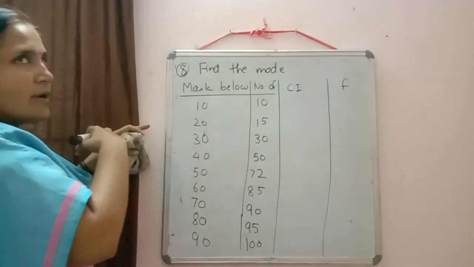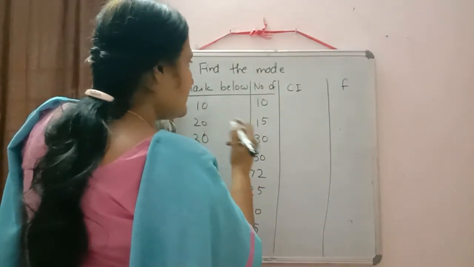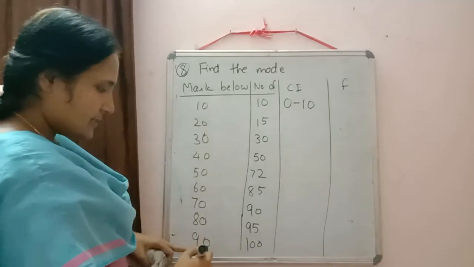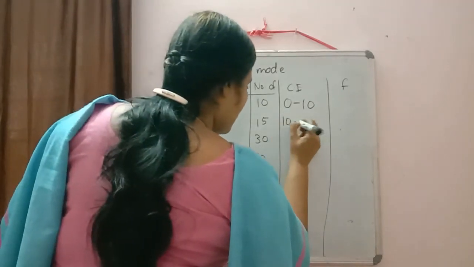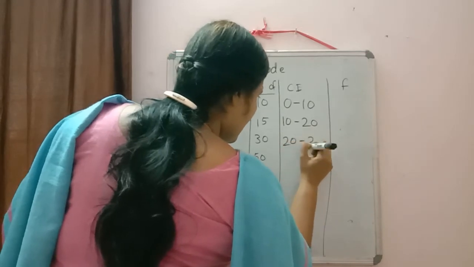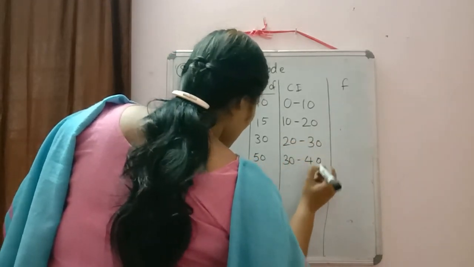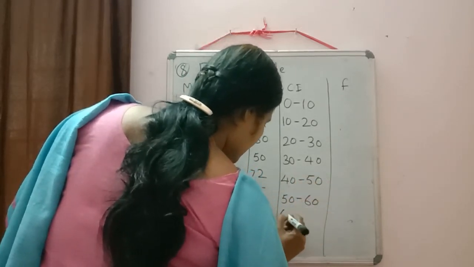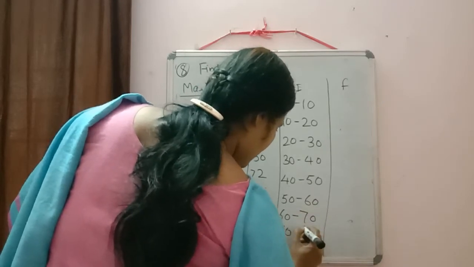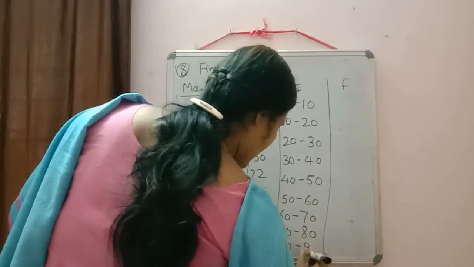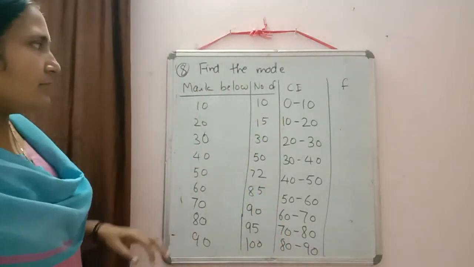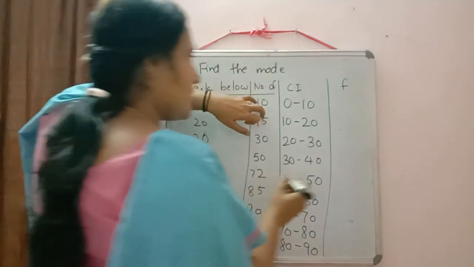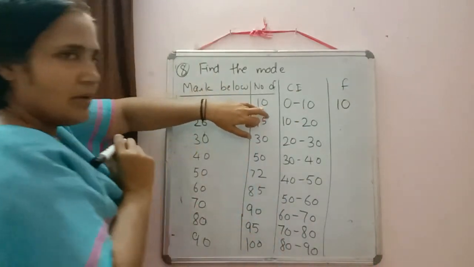So marks below 10, what will come? If we do 10 minus 10, 0. So our first class will be 0 to 10. Shall I write the class intervals? 0 to 10, then 10 to 20, 20 to 30, 30 to 40, 40 to 50, 50 to 60, 60 to 70, 70 to 80 and 80 to 90. Now, according to the information, how many students have marks less than 10? 10 students, so the first frequency is 10.